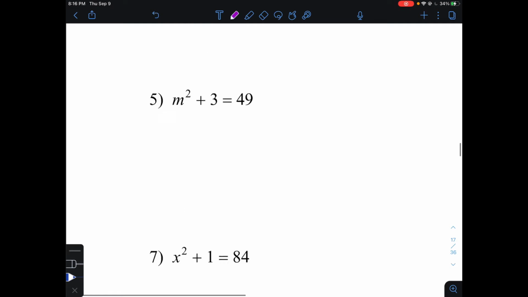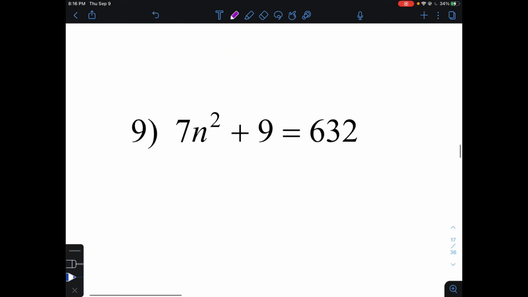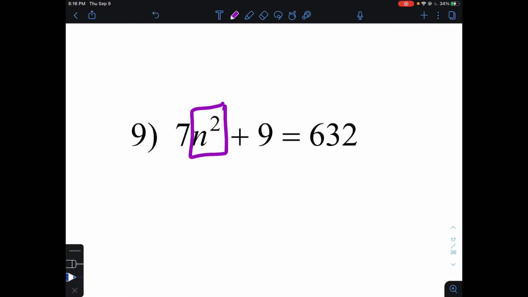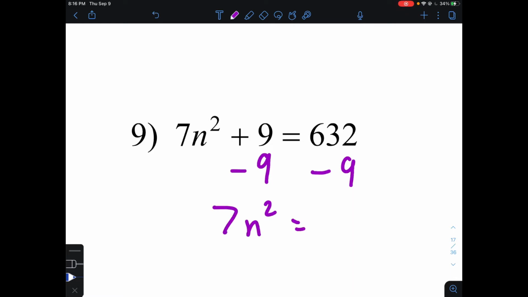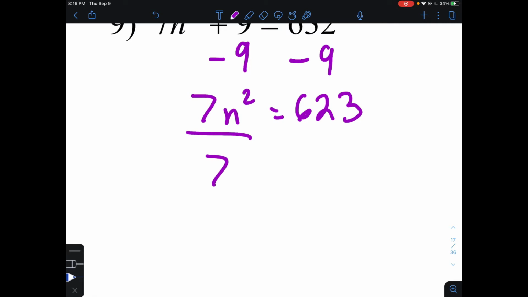All right, now let's check out one where you have to do a little bit more work. So let's check out this one. We need to get this guy by himself. You need to get the variable that's being squared all by itself. To do this, I'm going to subtract 9 from both sides. So I end up with 7n squared equals 632 minus 9, which gives me 623. Then I'm going to divide by 7 on both sides to get my n squared by itself. And I get 89.